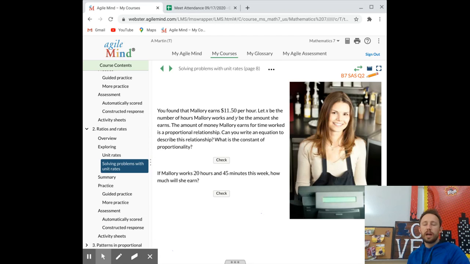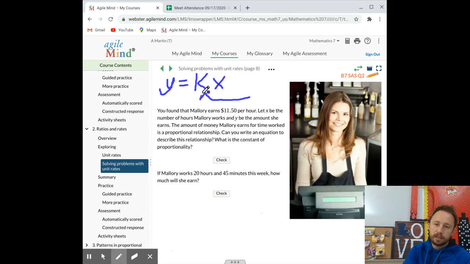So I want you all to work on this for the next 5 minutes to solve the first question and the second question that says if Mallory works 20 hours and 45 minutes, how much will she earn? Now remember that equations are written in the form of y equals k times x. And we were showing that yesterday in our video. So I'm going to write that right here. Y equals k times x. Remember that k is our constant of proportionality.